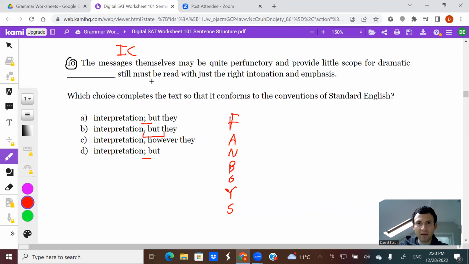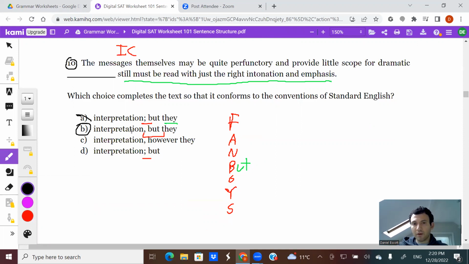I have, "but they must be read with just the right intonation and emphasis." "They must be read with just the right intonation and emphasis" is absolutely an independent clause, but is one of my fanboys. I hope you remember this from earlier, but semicolons and fanboys, they never work together. This is absolutely wrong immediately because it's a semicolon and a fanboy.